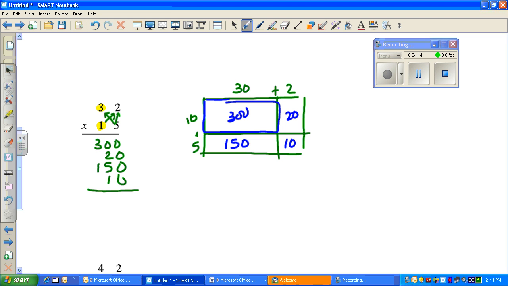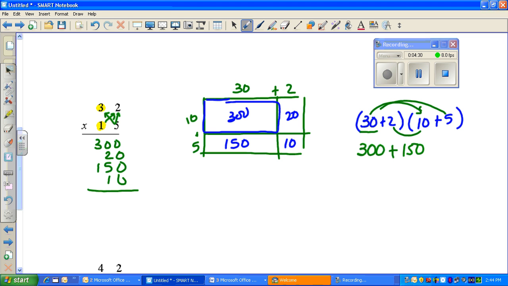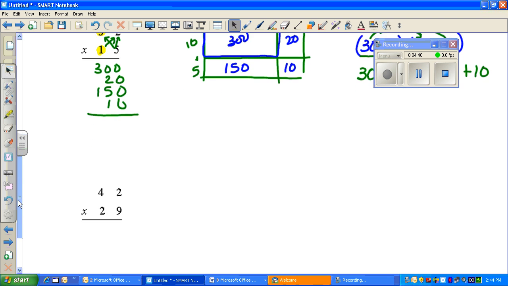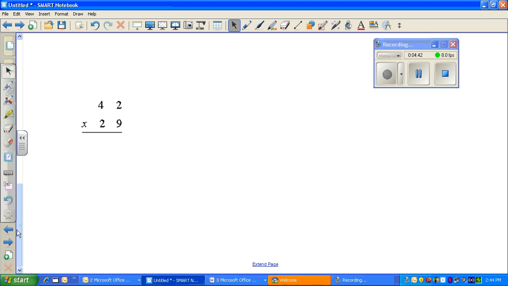The distributive property would look like 30 plus 2 times 10 plus 5. Distributing the 30 first, 30 times 10, and 30 times 5. Then 2 times 10, and 2 times 5. All four numbers match in all three diagrams. And if I was to total those up, I would get the product.